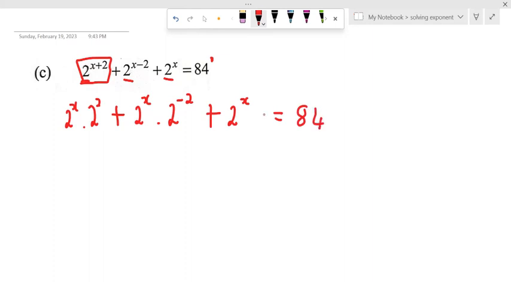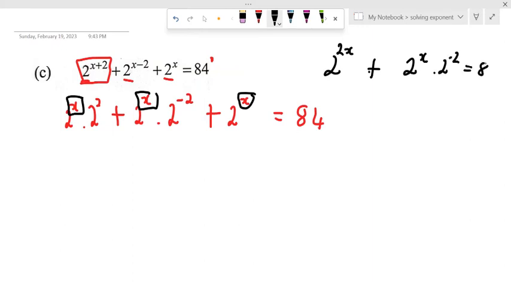Now, what is tricky about this question is that we'll then have to check if the variable of the index is the same. So we have x here, and here we also have x. Now we should be careful here. In other instances, it's possible that you can get something like this: 2 to the power of 2x plus 2 to the power of x multiplied by 2 to the power minus 2, and then it's 84. We should be careful with these two questions. But for now, we have x, we have x, we have x.